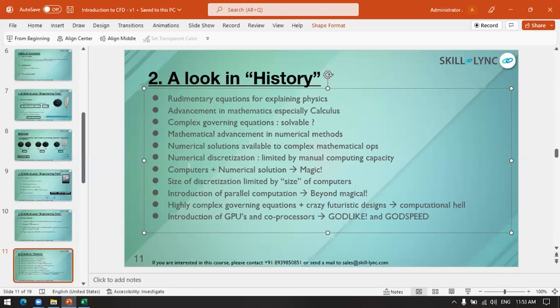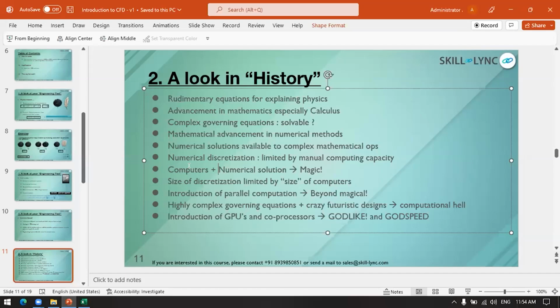But again, as the complexity of the problem increased, the limiting factor was the size of the computers. So what do I mean by size? Size is essentially how complex operations your computer can solve. But then something known as parallel computation was introduced. I think most of you already know about it, and this played a major role in taking us a step forward in the field of computation.